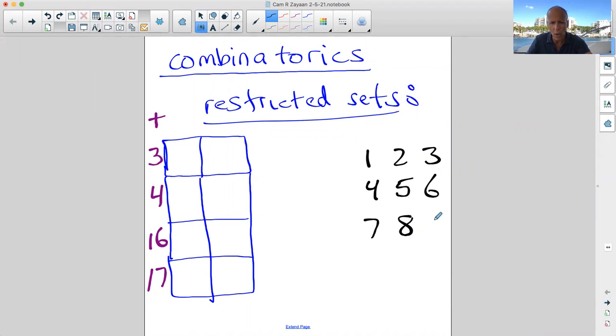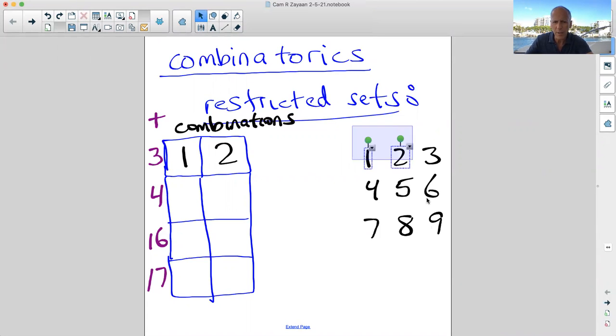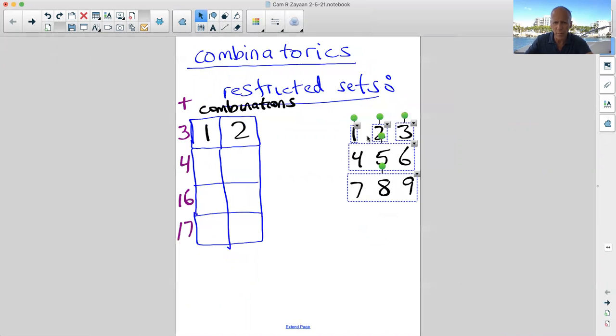So we call that a combination. So the obvious one first is that 3 is the sum of 1 and 2. So these are the combinations. Now let's move these numbers down a little bit.